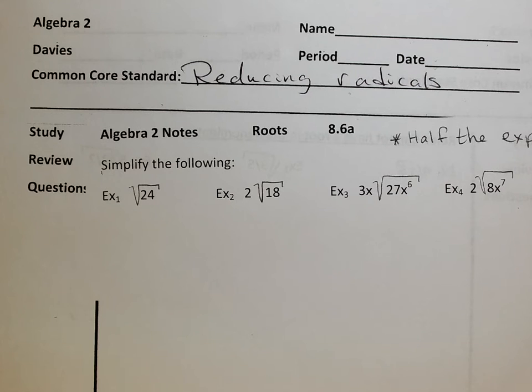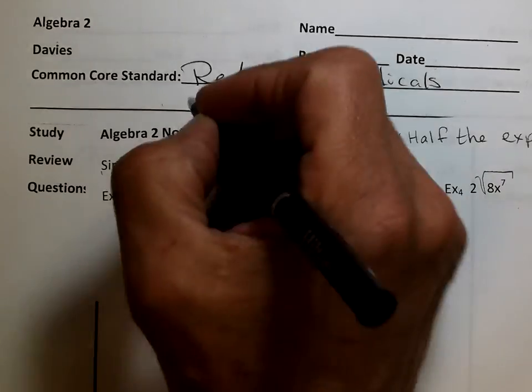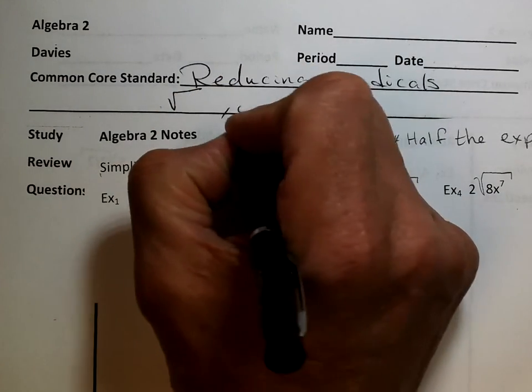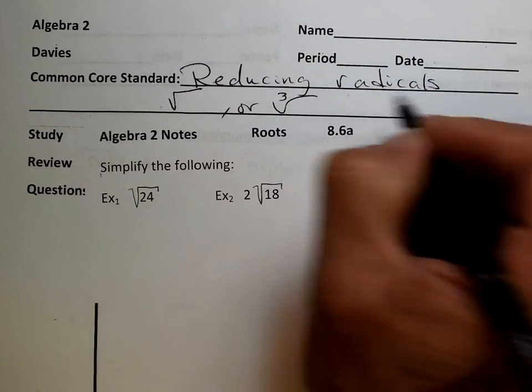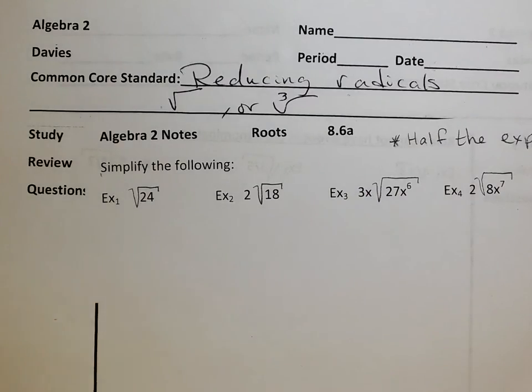So, we had rational. The word rational meant fraction. Radical means square roots, cube roots. So a radical is any square root, or it could be a cube root, or it could be a fourth root. That's any root.